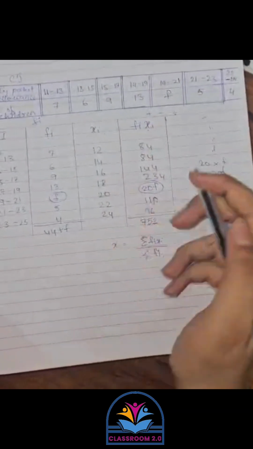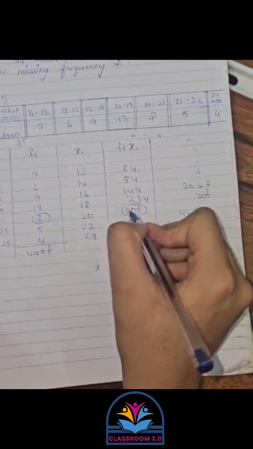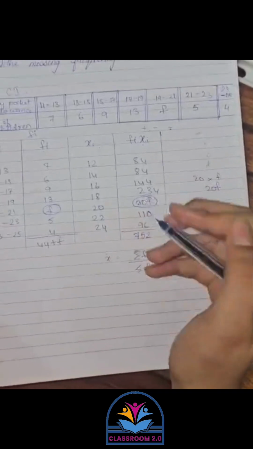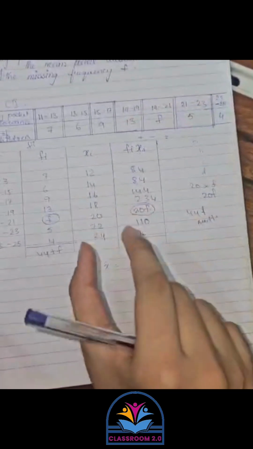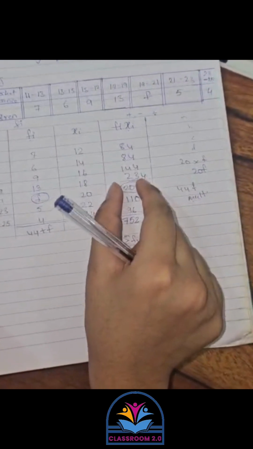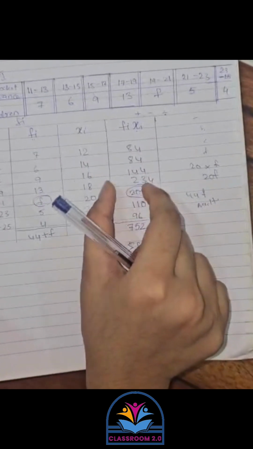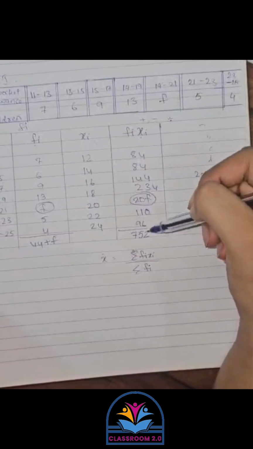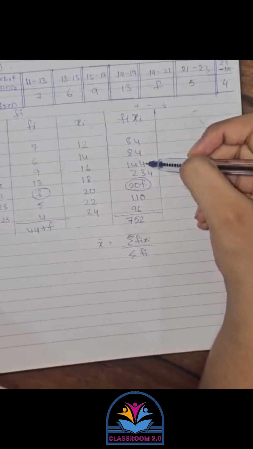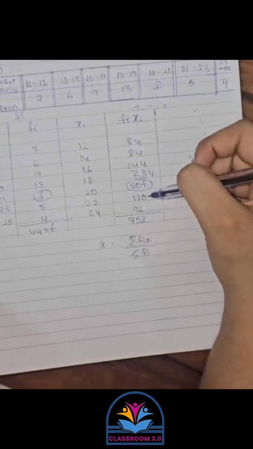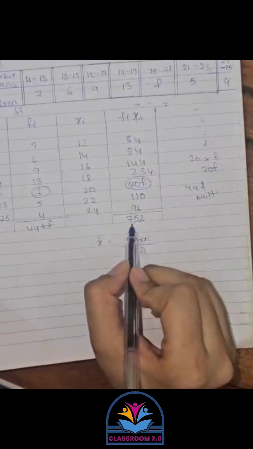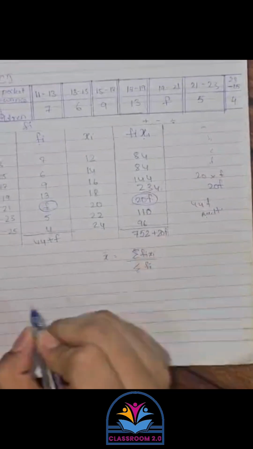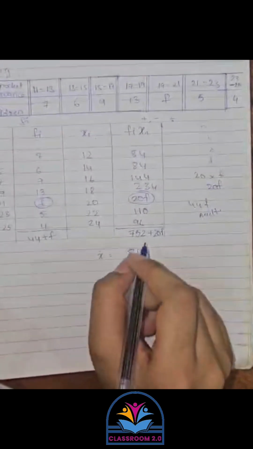Now you will be saying, ma'am, why can't we add 20 and just write plus f? No, that is wrong because these are in multiplication. Now they became one. You cannot separate them. Wherever you take them, you have to take them together. Remember this point. So add all the numbers here except 20f: 84 plus 144 plus 234 plus 110 plus 96. You will get 752. Then separately write plus 20f.